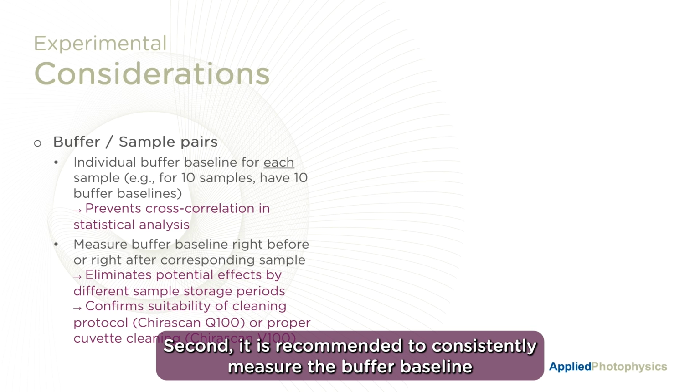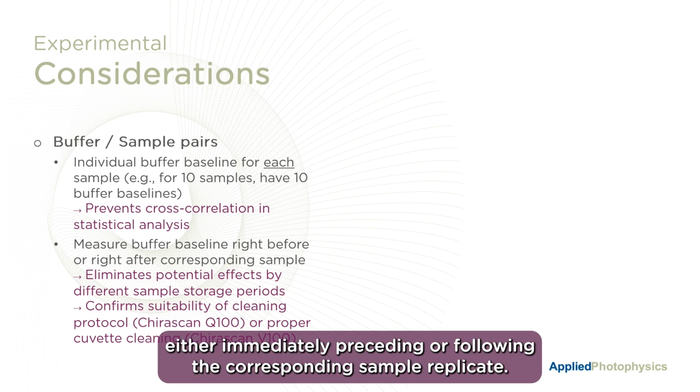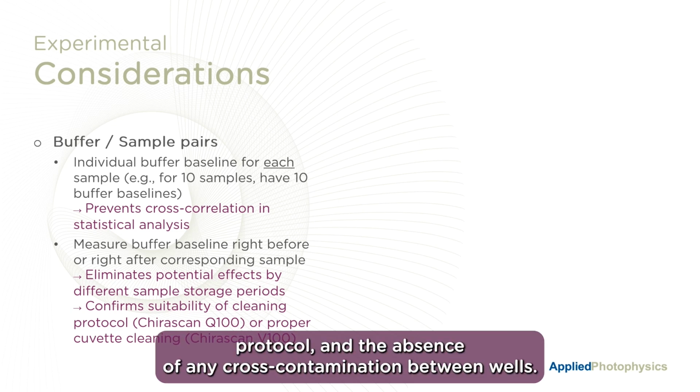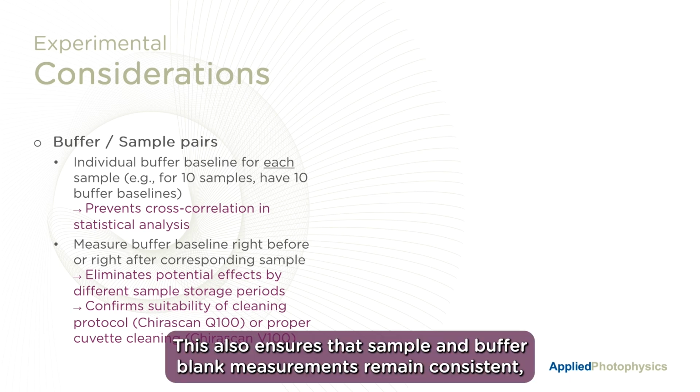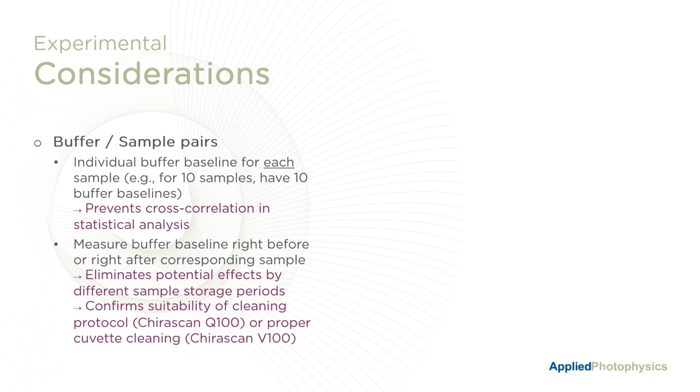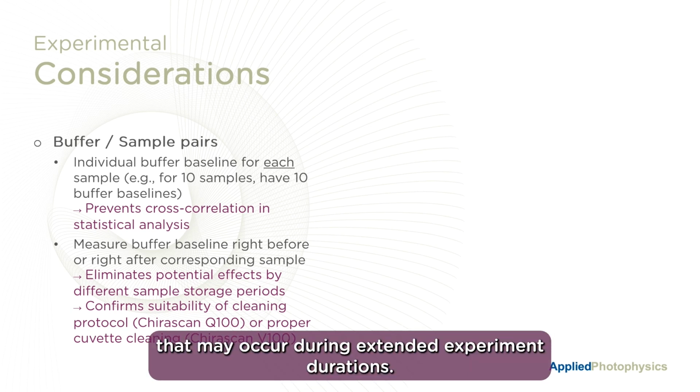Second, it is recommended to consistently measure the buffer baseline either immediately preceding or following the corresponding sample replicate. This can help in confirming the suitability of the chosen cleaning protocol and the absence of any cross-contamination between wells. This also ensures that sample and buffer blank measurements remain consistent, minimizing the impact of system variations such as background drift that may occur during extended experiment durations.